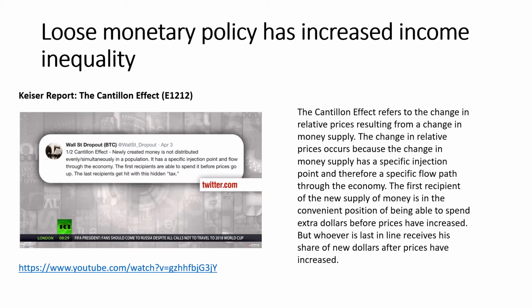So we've lived through this era of very low interest rates. Many economists argue that this has led to growing inequality. Those that get to spend the newly created money benefit most. Those that receive it later benefit least. And this is called the Cantillon effect.